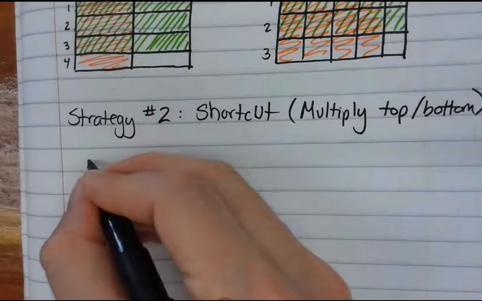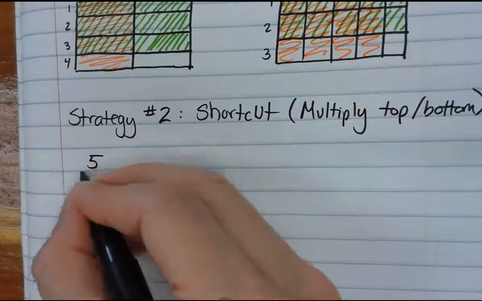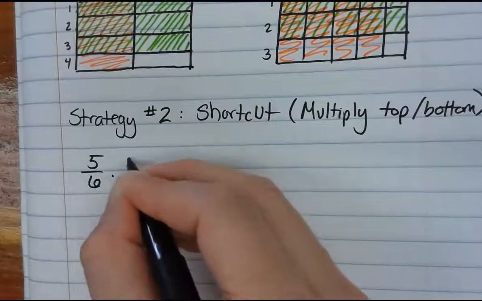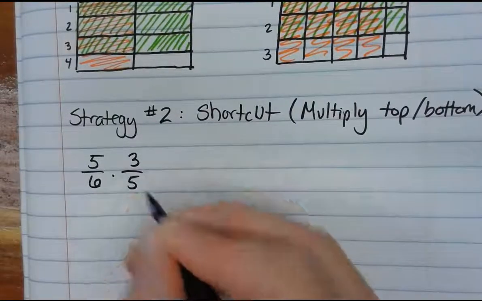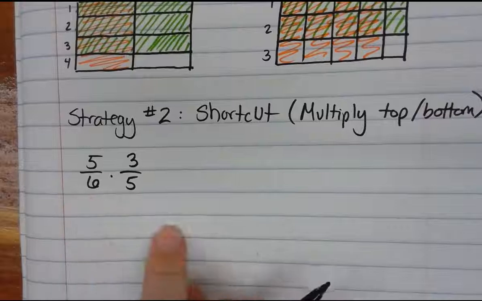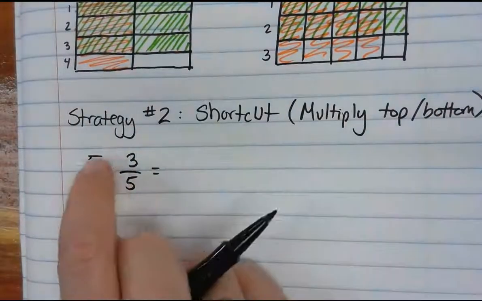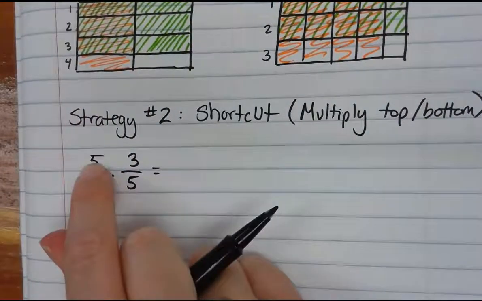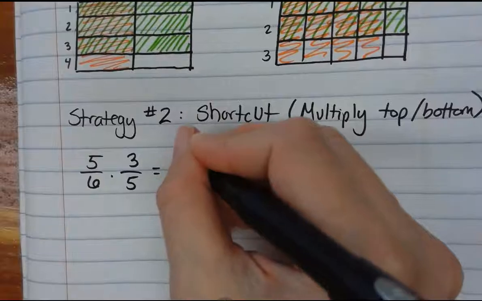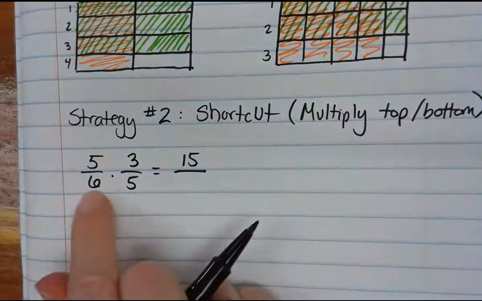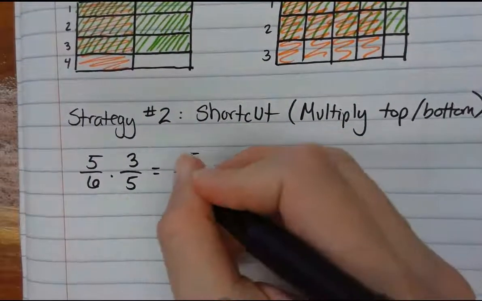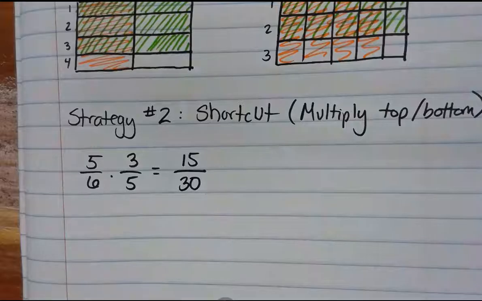So what if we just had the problem 5/6 times 3/5? And I want to multiply that fraction times the fraction. Well, our shortcut says that we can just multiply the top two numbers together. 5 times 3, we already set up here is 15. And then on the bottom, we've got 6 times 5. 6 times 5 is 30.